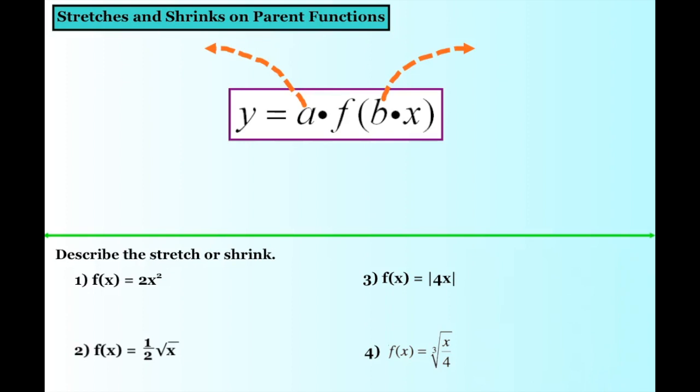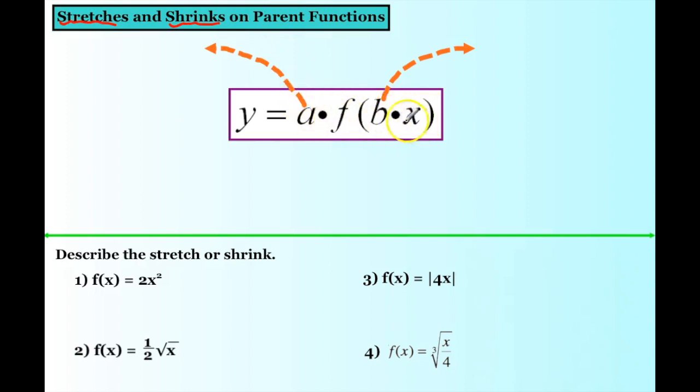The notation here looks similar to what you saw with translations, except that was adding inside or outside the argument. Here, when you stretch or shrink, and here's the important part, you are multiplying inside or outside the argument. So adding and subtracting, that causes a shift. You just move your function left, right, up, or down.